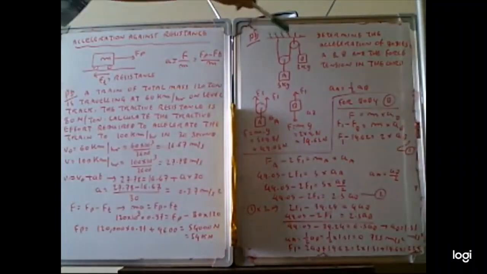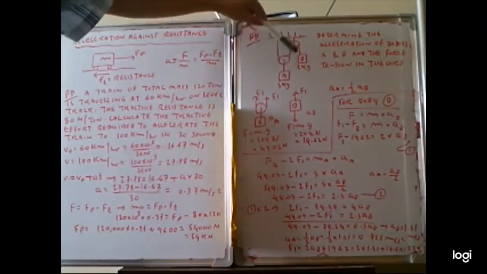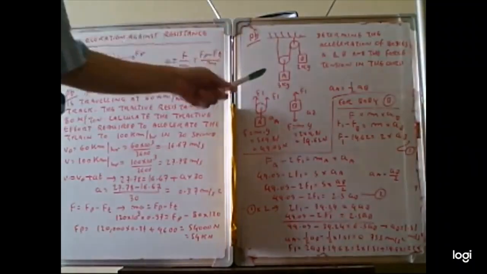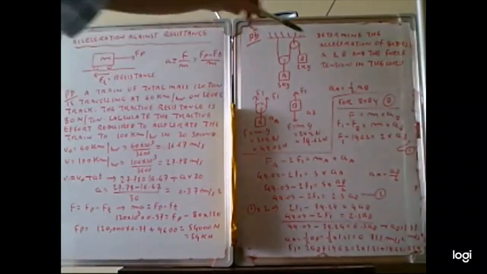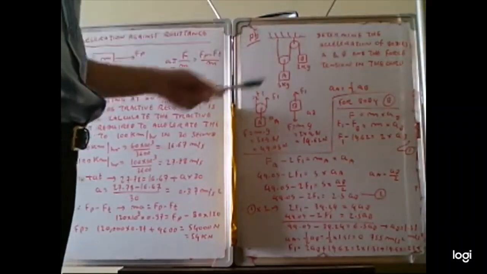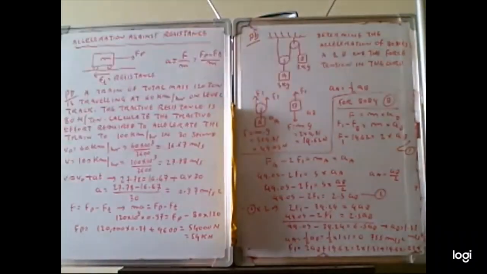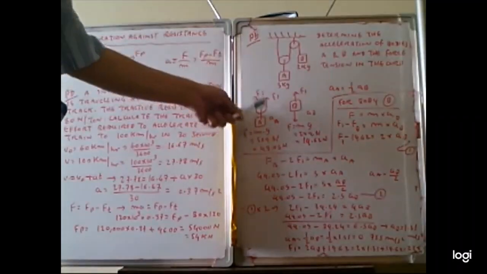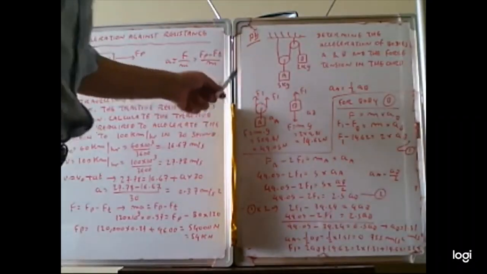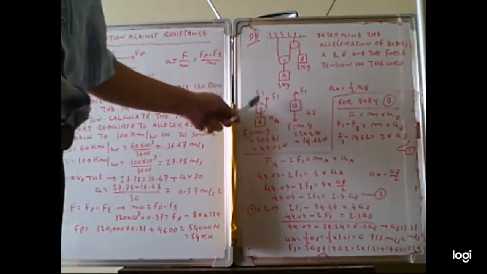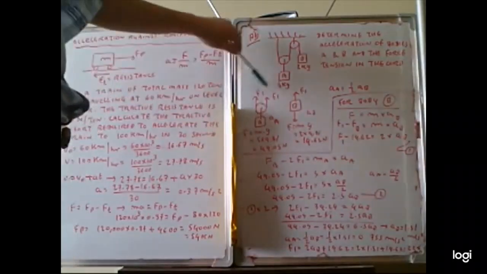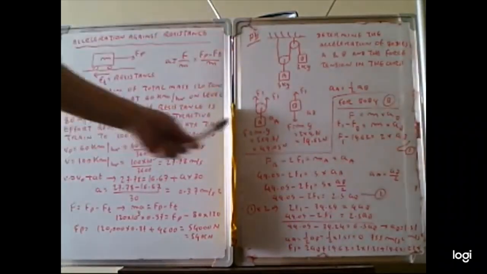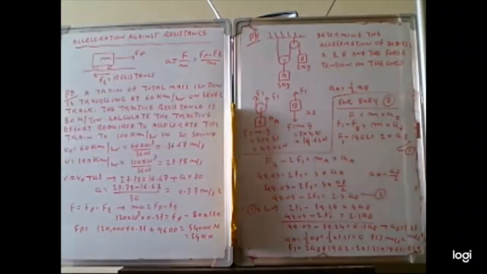Now this problem here. This is the two bodies, A and B, over a pulley. A is equal to 5 kilogram, B is equal to 2 kilogram. We have to find the acceleration of bodies A and B, and the force, tension, in the cord. So in this case, when you draw the diagram, A is accelerating downward, and B is upward. So the force can be calculated as mass multiplied by gravity.